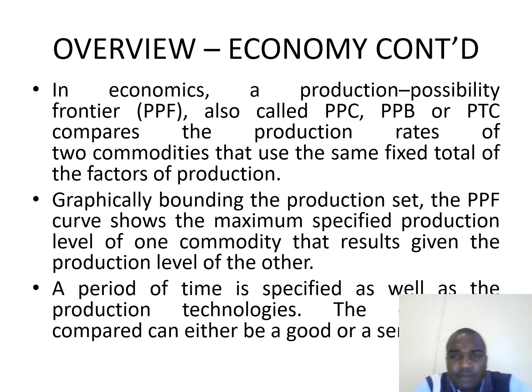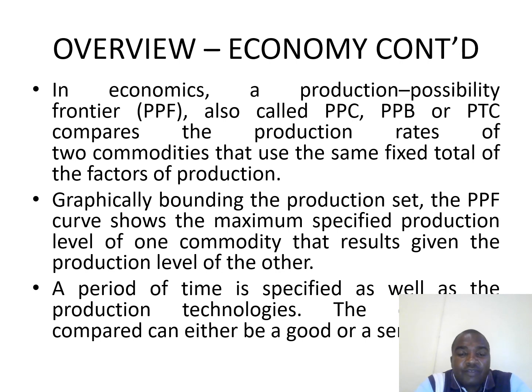In economics, a production possibilities function, also called a production possibilities curve, PPC, or a production possibilities boundary, PPB, or a product transformation curve, PTC, compares the production rates of two commodities, two hypothetical or even real-life commodities that use the same fixed total of the factors of production for comparison purposes.